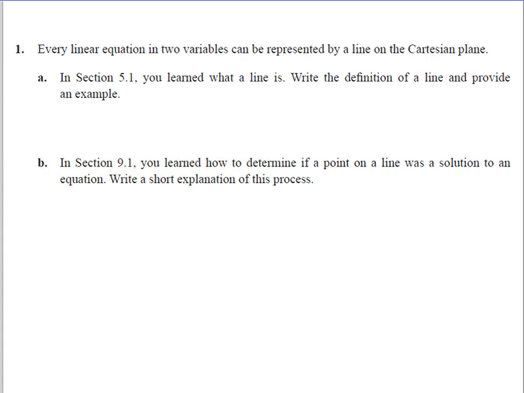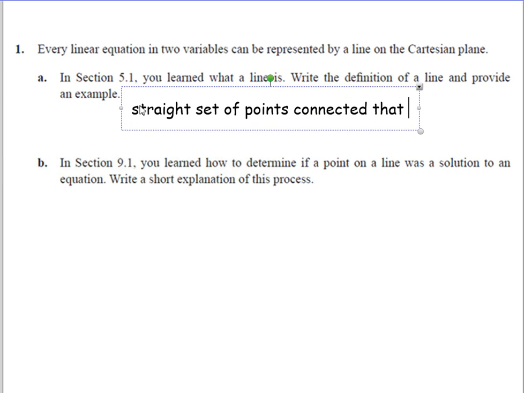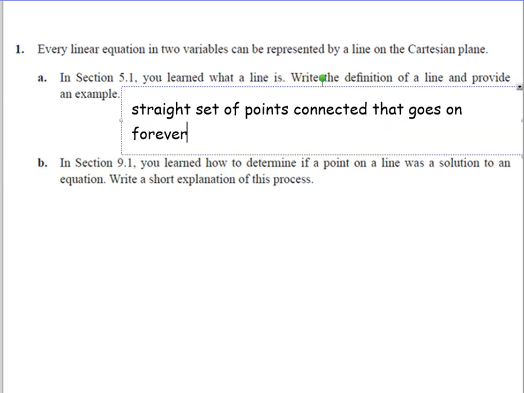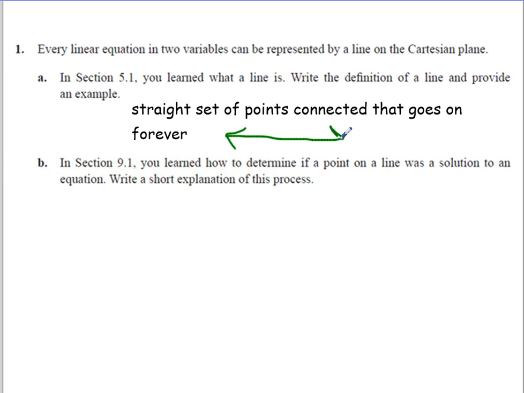In section 5.1, we wrote down the definition of a line. So let's remind ourselves what that is. It's a straight set of points connected that goes on forever. And when we drew a line, remember we drew the arrows on either end to show that it goes on forever.